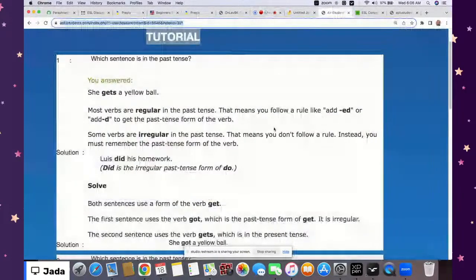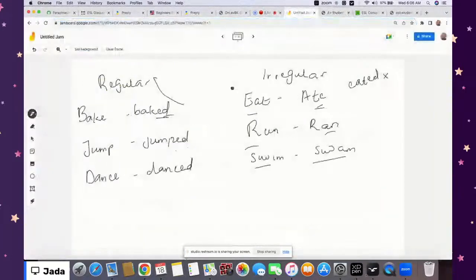Okay, so we have Luz did his homework. Did is the irregular past tense of do. So you cannot say doed with ed like this. No, you can only say did to show the past tense of do.